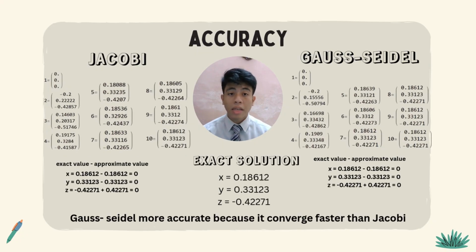To compare the accuracy between the Jacobi and Gauss-Seidel methods, both achieve the same exact solution with 0 error. However, Gauss-Seidel requires fewer iterations. Gauss-Seidel requires 7 iterations to converge, and Jacobi needs 10 iterations to converge. This happens because it updates variables immediately, leading to faster convergence than the Jacobi method.